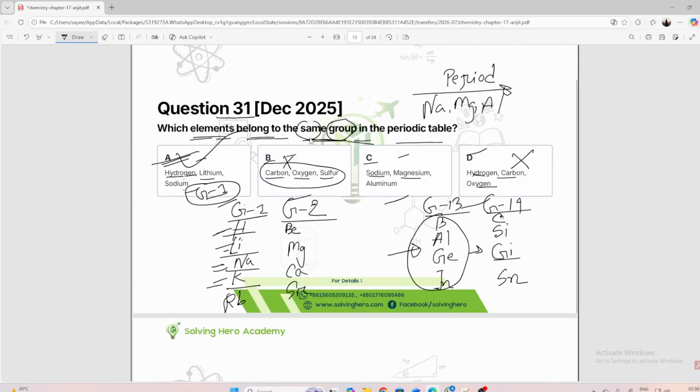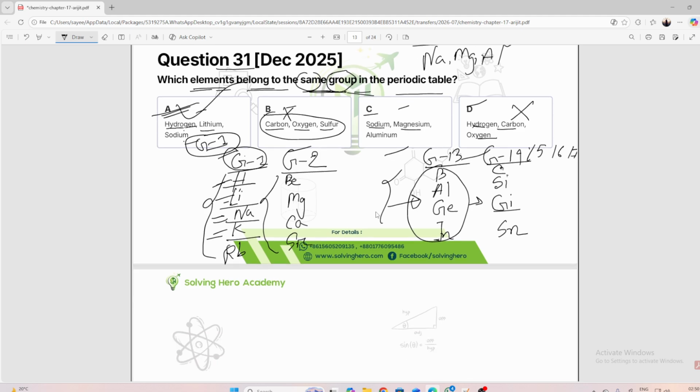You have to do nothing but memorize the group numbers of the elements. At group number 1, these elements stay. At group 2, these elements belong. At groups 13, 14, as well as 15, 16, 17, you have to memorize them. Am I clear? So you have to memorize them.